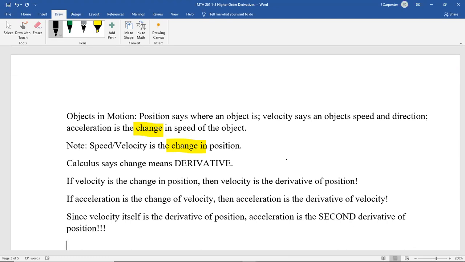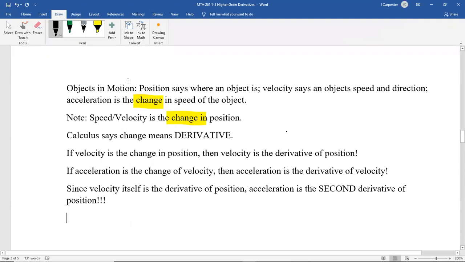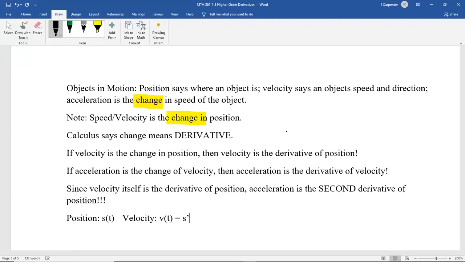We tend to denote these with specific letters. Position as a function, we usually use s of t, t for time. Velocity, we usually denote with the letter v. And you might say, well, why not use the letter p for position? I've made that same argument. Not everything in math is logical in terms of naming things. So velocity is v of t, not v of s, excuse me, and it is equal to s prime of t. It's the first derivative of position.